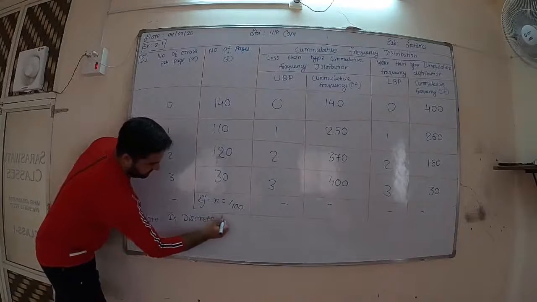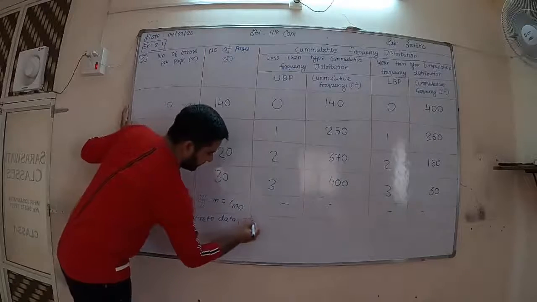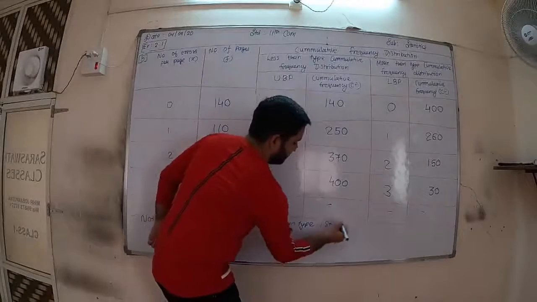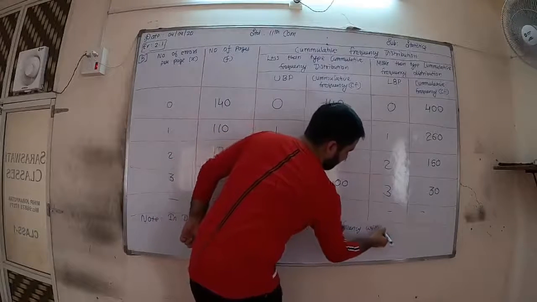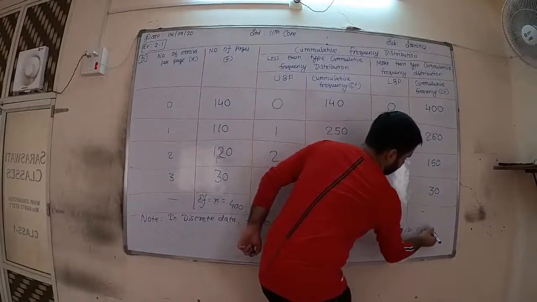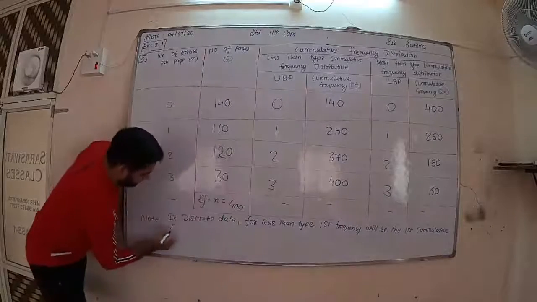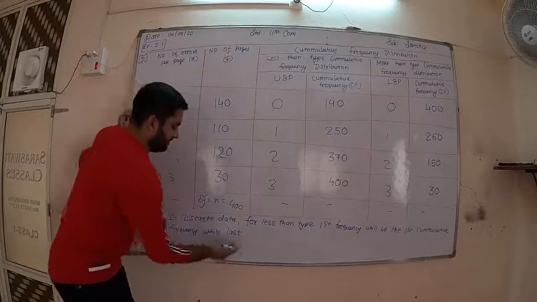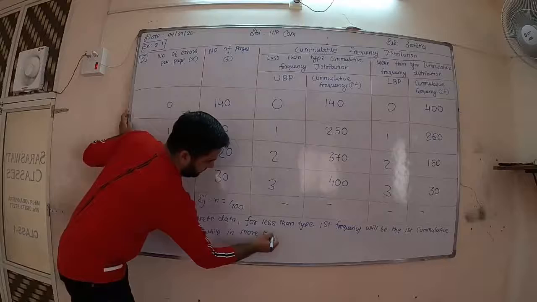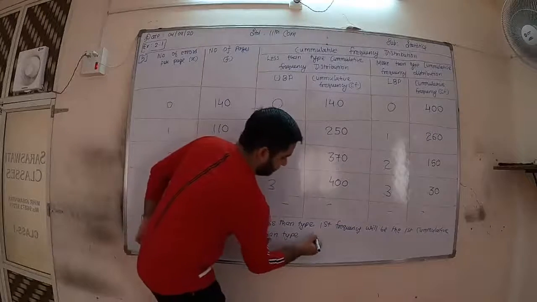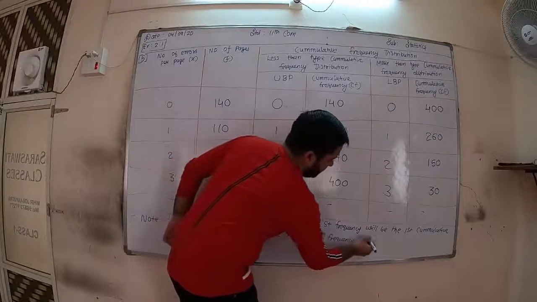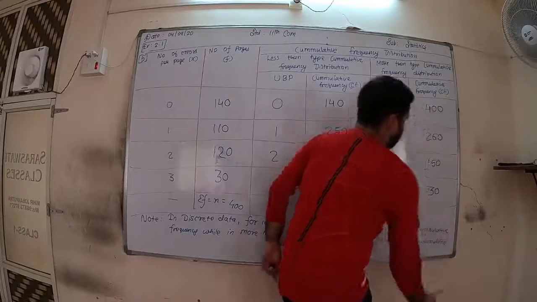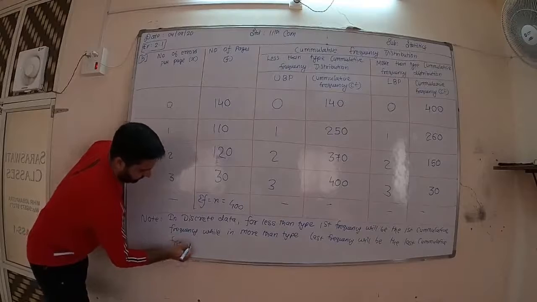In discrete data, for less than type, first frequency will be the first cumulative frequency, while in more than type, last frequency will be the last cumulative. Okay.